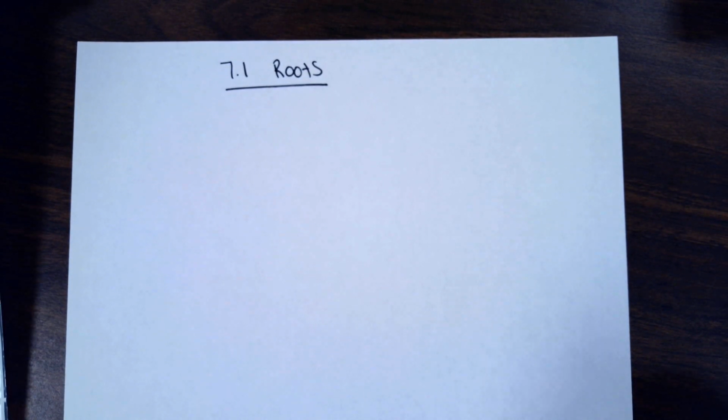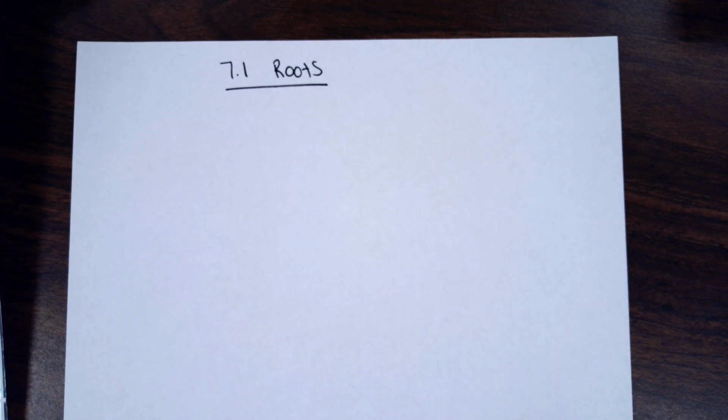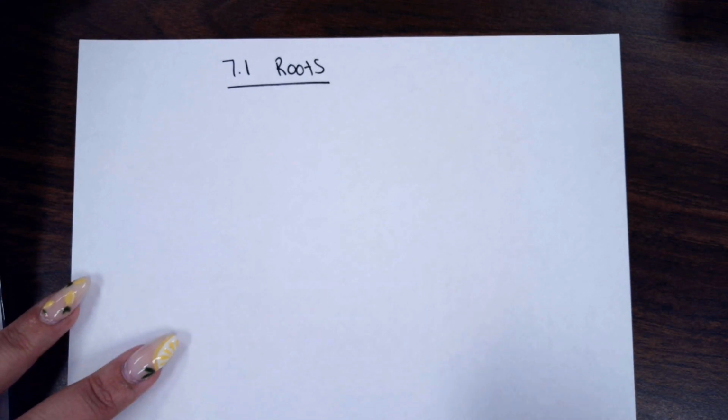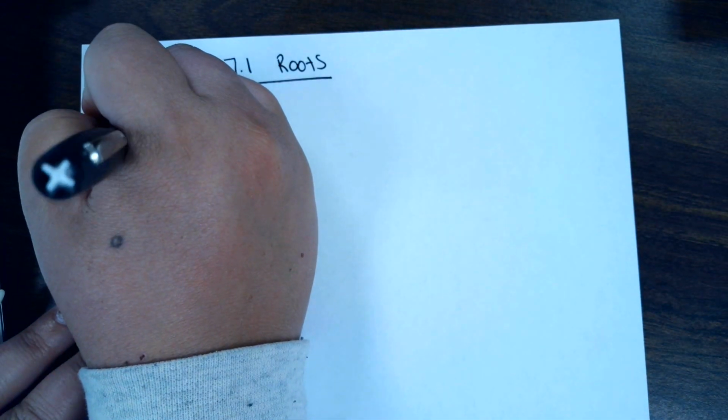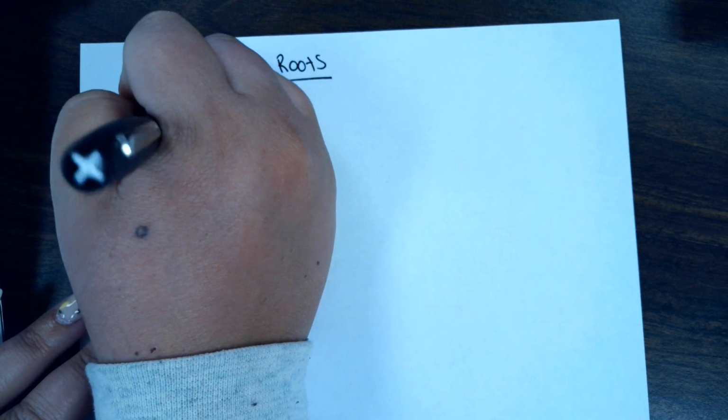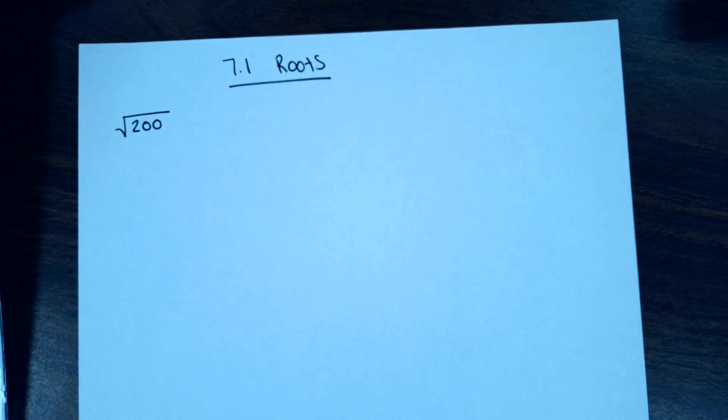Today we're going to start chapter 7. What we're going to do is take different roots, so that could be square root, cube root, fourth root, and I think there are some fifth roots in there, of numbers with variables. Before we get to that, let's think about how we would simplify the square root of 200.